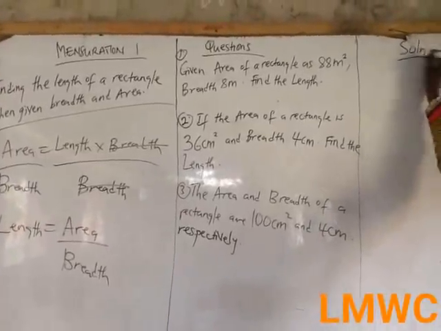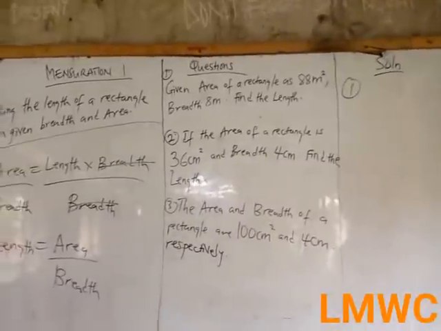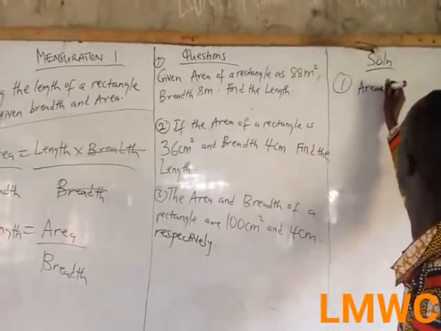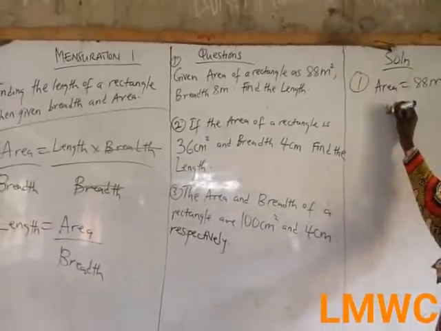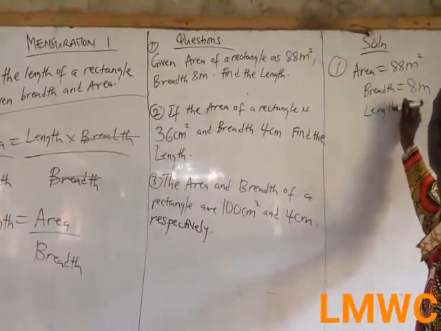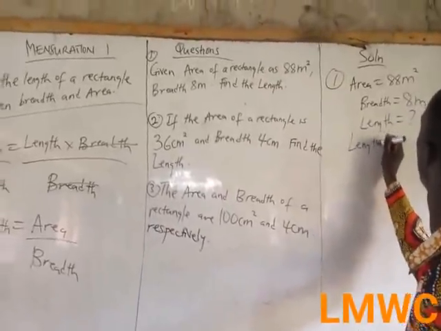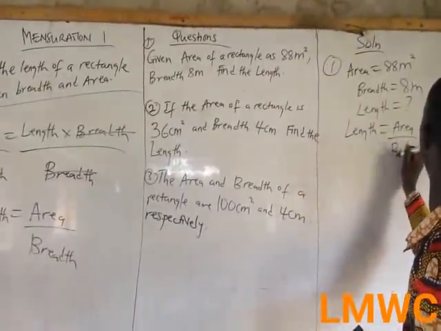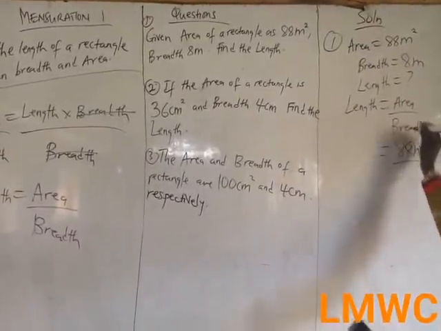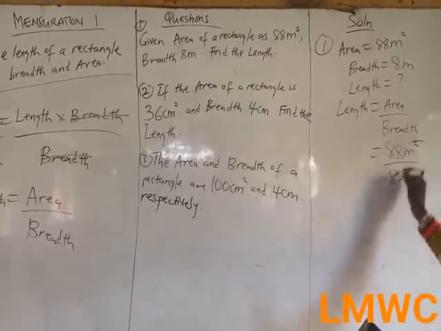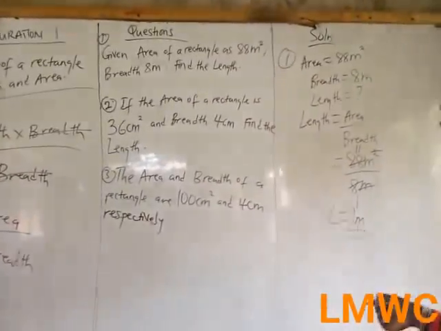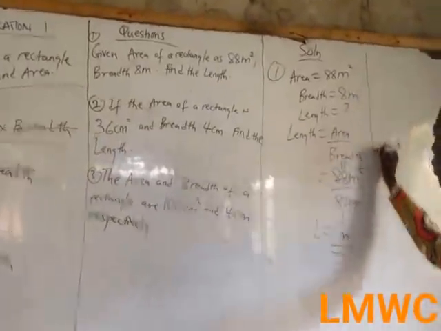So solution 1. Given area of a rectangle as 88 meters square, breadth 8 meters, find the length. Now we know area as 88 meters square, breadth as 8 meters, find the length. We don't know. So length becomes area over breadth. What is the area? Area is 88 meters square over breadth is 8 meters. This cancels this. 8 goes here 1, 8 goes here 11. So length is equal to 11 meters. So the unit for length is meters. Let's move on to question 2.